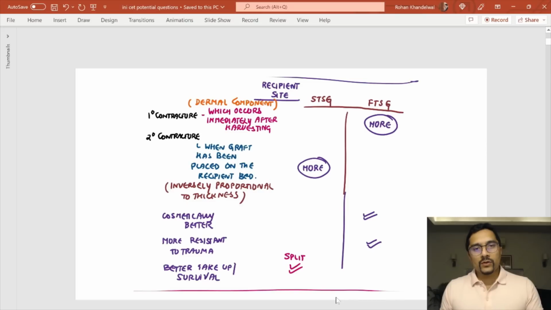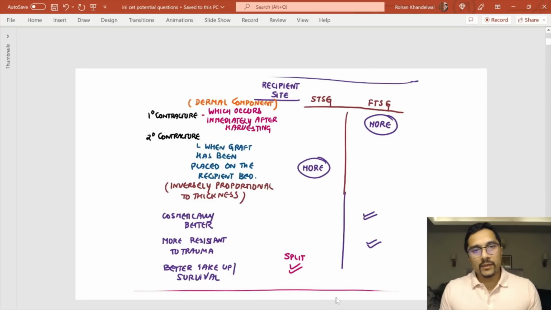What I really want you to remember is regarding primary and secondary contracture, which has been asked in various exams. Primary contracture is the contracture which occurs when you raise the graft off the donor bed, right? That is primary contracture, and that is directly proportional to the amount of dermis which is present.